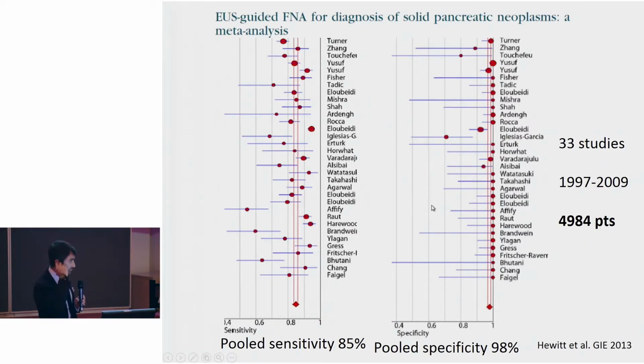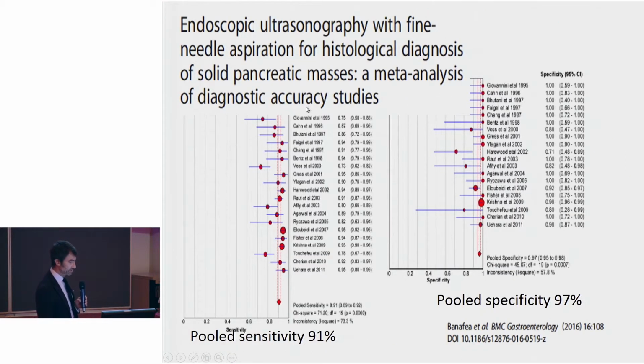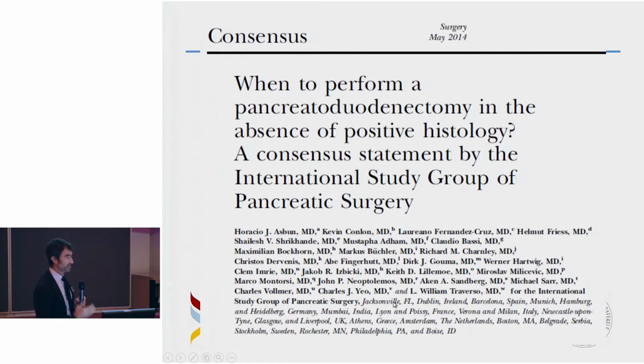We know from the literature that there are already meta-analyses that show that pooled sensitivity and pooled specificity in the diagnosis using EUS-FNA are very high, nearly 85 and 98%. And particularly if we look at the diagnostic accuracy studies, the sensitivity is 91% and specificity is 97%. So it seems that FNA really improves our capability to perform the diagnosis.